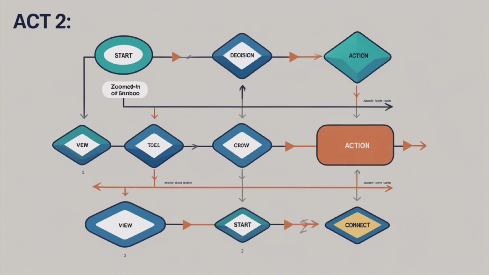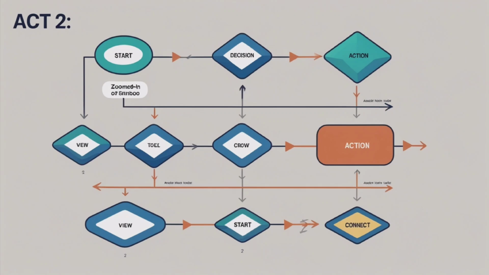Then come decisions. Picture this. You're trying to choose between two paths. Should I go left or right? A decision node, depicted as a diamond shape, shows these forks in the road. But the real magic happens with control flows. These arrows connect everything. They show how the process moves from one action to the next. Without them, you'd just have floating actions with no direction.